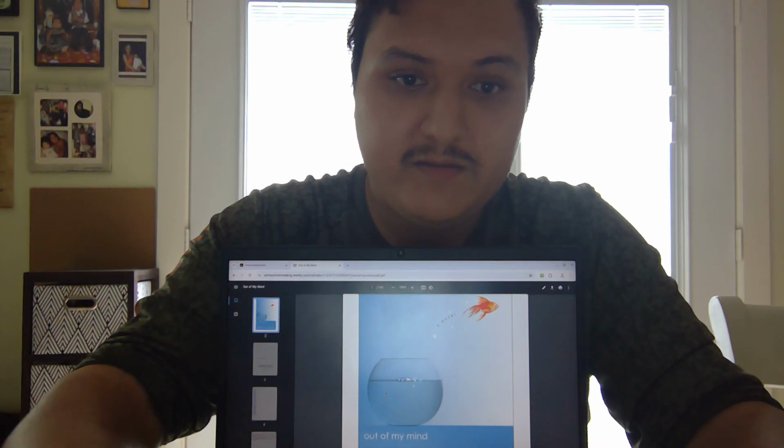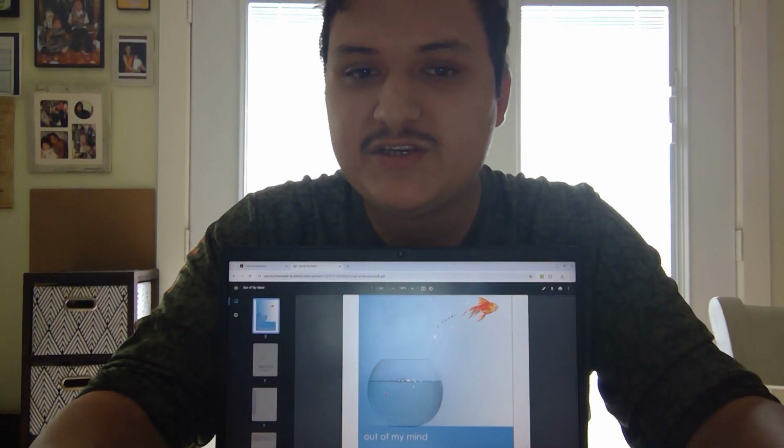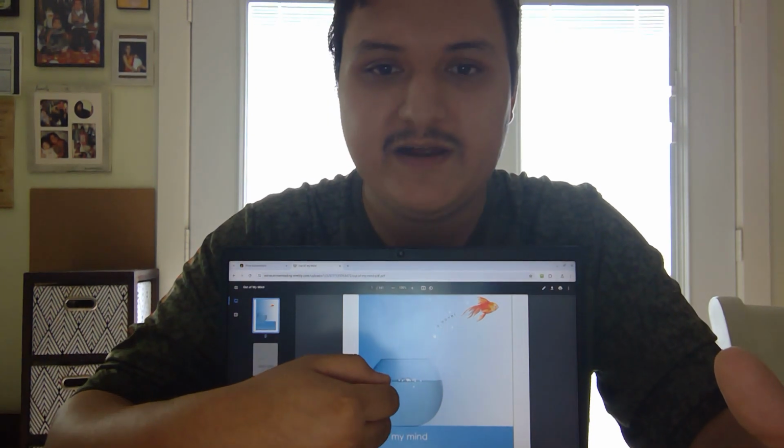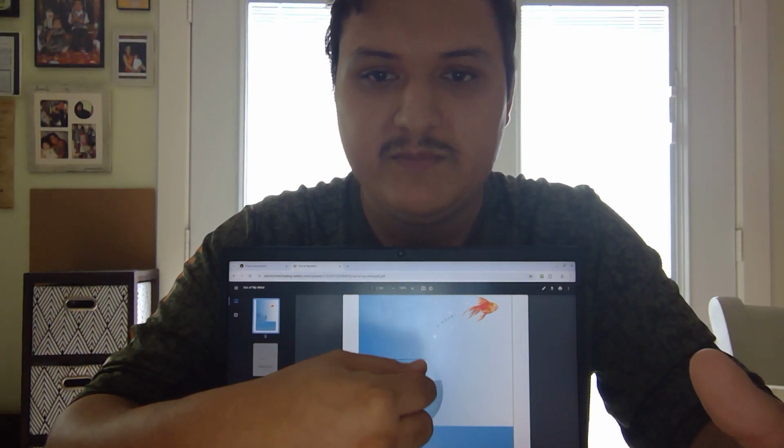When it comes to pictures, it doesn't have any pictures. It's just this one picture, the little fish jumping out of a bowl. It is a chapter book.